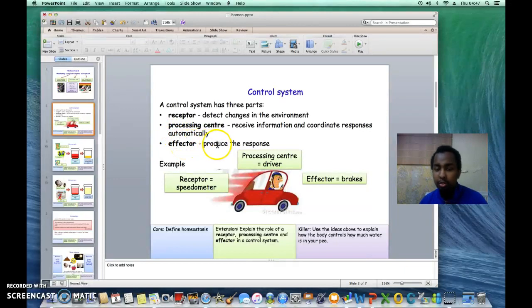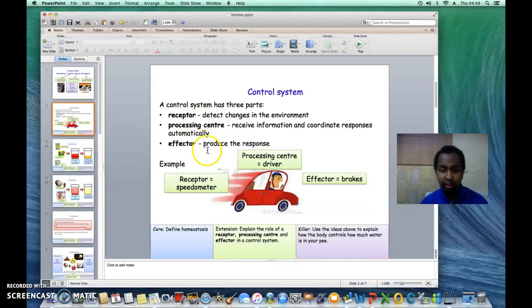And the effector produces a response. The effector will be your hand, for example, the muscles in your hand when they want to move. Say you touch a hot pan: the receptors in your skin detect a change in the environment, that you have touched something very hot. Then the processing center receives the information and coordinates a response, and the effector produces the response. So the effector is your muscles, the processing center is your brain, and the receptor is your skin.